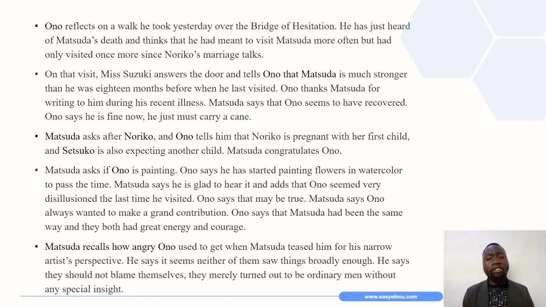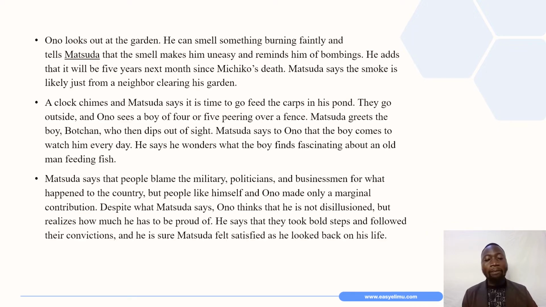So Masuda recalls how angry his friend used to get when he teased him for his narrow artist perspective. He says it seems neither of them saw things broadly enough. And he adds that they should not blame themselves. They merely turned out to be ordinary men without any special insight.